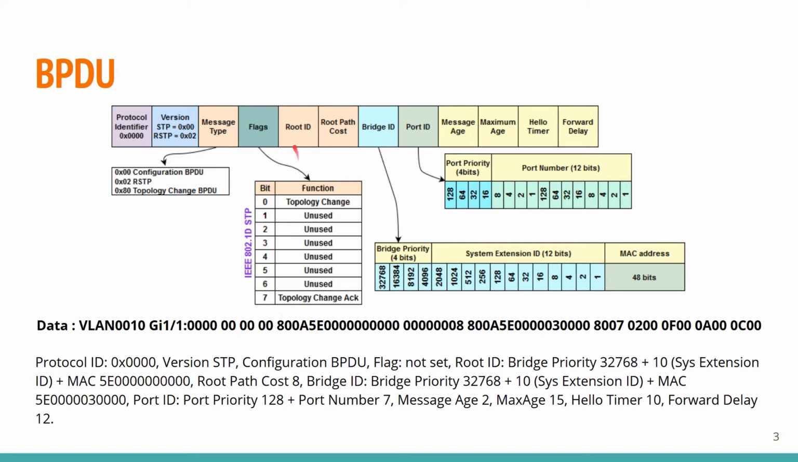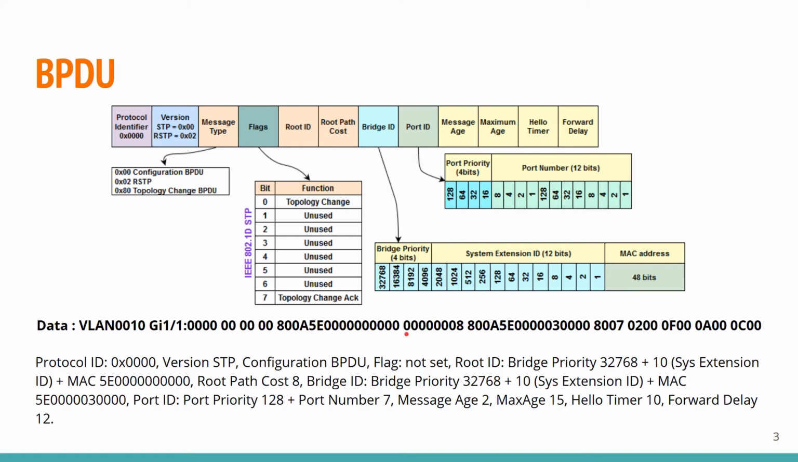Next one is our root ID. Root ID starts from the priority, then it adds some, like here we can see. Bridge priority 8, and this is the highest bit set. It corresponds to 32,768. Then we have system extension ID or our VLAN. It is A, and A in hexadecimal is 10 in decimal, so it's for our VLAN 10. And then the last one is the MAC address of our root bridge.